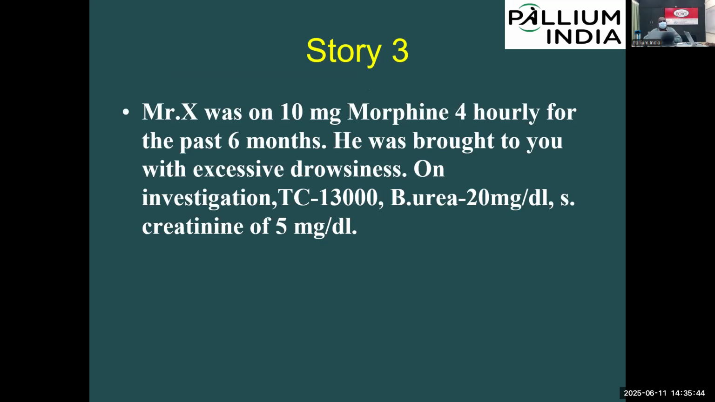So our patient now is on 10 milligram of morphine every 4 hourly for the last 6 months. And then one day, this patient was brought to casualty with excessive drowsiness. On investigation, you see that total count is 13,000, blood urea 20 milligrams per deciliter, serum creatinine of 5 milligrams per deciliter. Okay. So, what is the reason for this excessive drowsiness in this patient? Can you think of any?